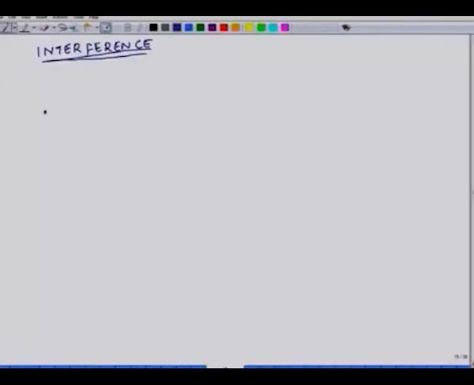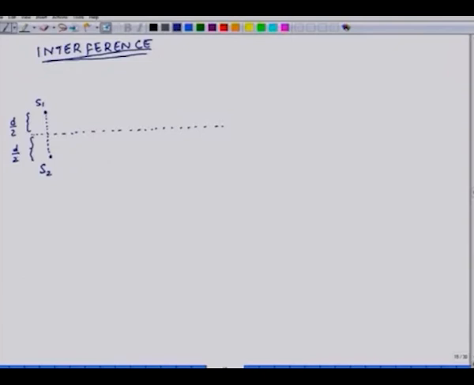So, let us say I have two sound sources, and this sound source is S1, this is another sound source S2, and this is a geometric line which connects these two. So, these two sound sources are separated by a distance d, such that this is distance d over 2 and this is another distance d over 2.